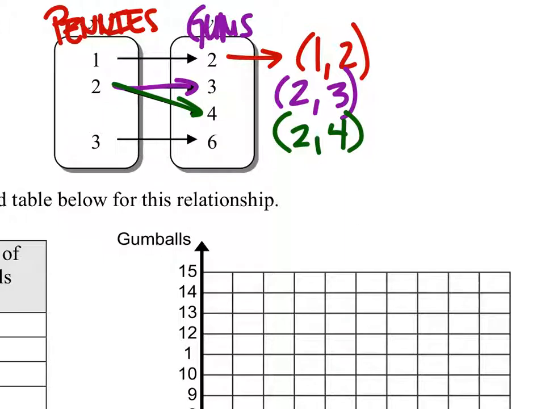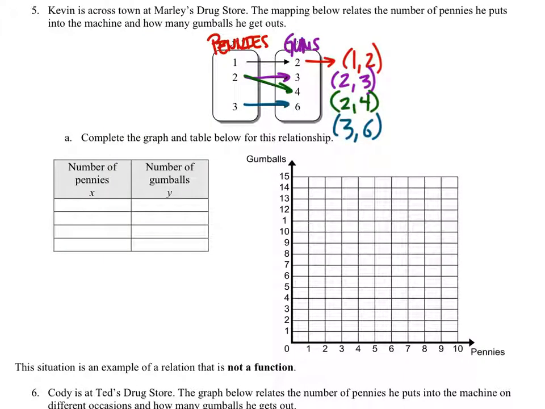So now it must be real. And then the last one, just to check, Kevin puts in 3 pennies, bam, 6 gumballs. Well, Kevin realized that something unusual is going on with this machine, because if he puts in 2 pennies, he doesn't know how many gumballs are going to come out. So there's no functioning. All right, so let's fill out the table.